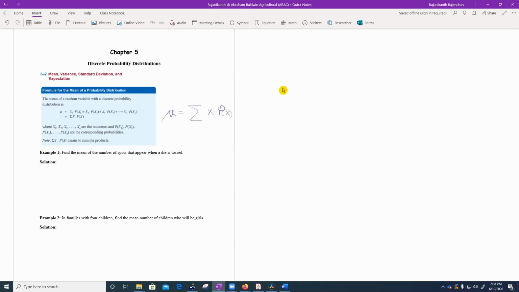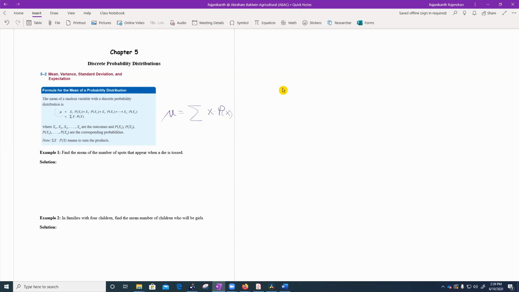Okay, so in this formula, it says that suppose you know the possible values of random variable x are x1, x2, x3, and so on up to xn. So that means you will have n different values. So the product is given by x1 times px1, x2 times px2, and so on. Okay, so we will look at one example.